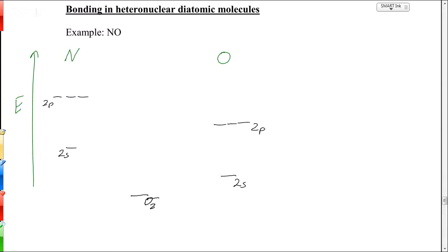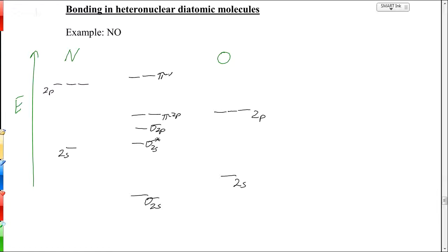So we've got our sigma 2s, our sigma star 2s, should move these up a little bit, we'll run out of room. We've got our sigma 2p and our pi 2p, pi star 2p, and sigma star 2p.